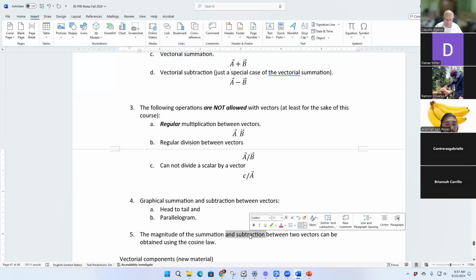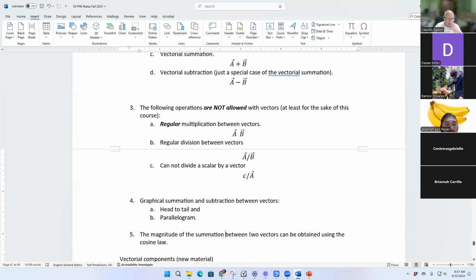Now let's take this one out. The magnitude of the summation between two vectors can be obtained using the "cosine law." That's what we saw so far. And let me put that between quotes, because it's not a law. It actually is a consequence of something else.